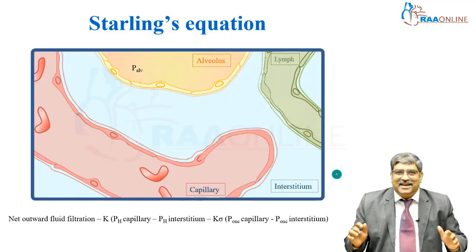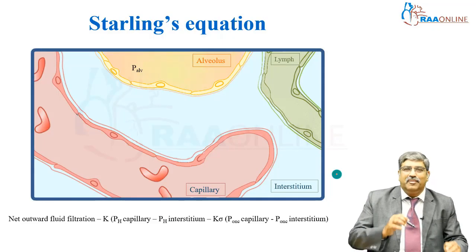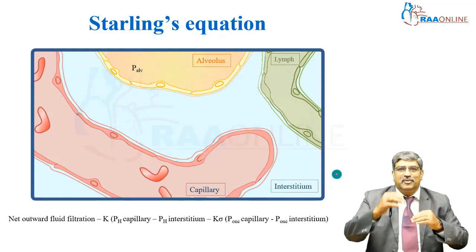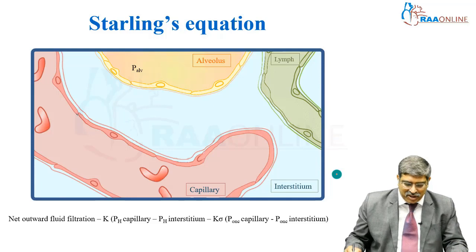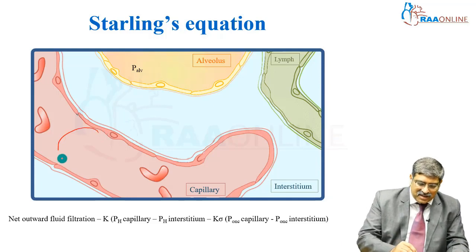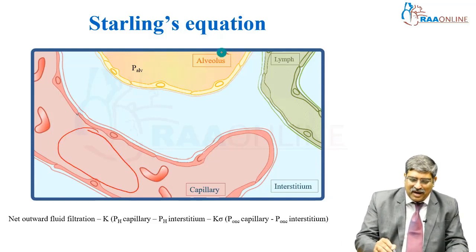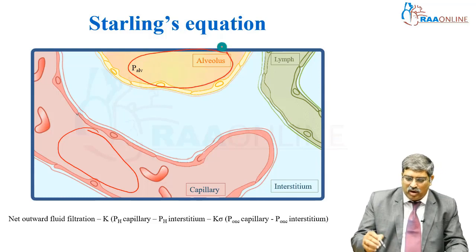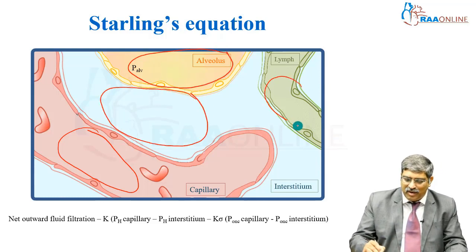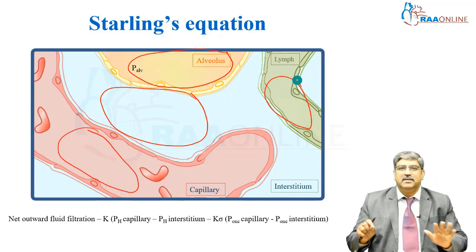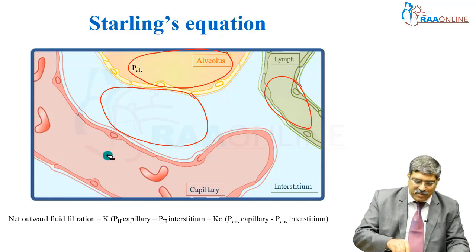To understand this fluid shift from the capillary endothelium to the interstitium, you have to understand Starling's equation. This part is the capillary endothelium, this is an alveolar wall, and this space is the interstitium. Here you have lymphatic channels. This is the normal anatomical part.